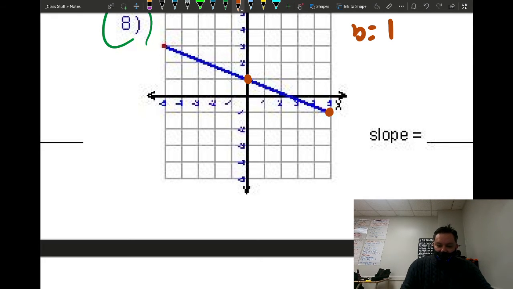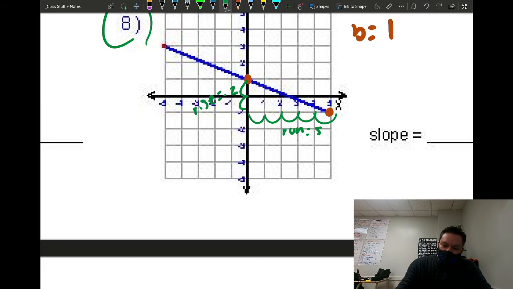Now to get to that point, I'm going to have to go down 2 and over 1, 2, 3, 4, 5. Now if I go down, it's still my rise, but it's going to be a negative rise. So it's going to be -2 for my rise. And my run is still +5 because I went to the right, okay? So this is 5.